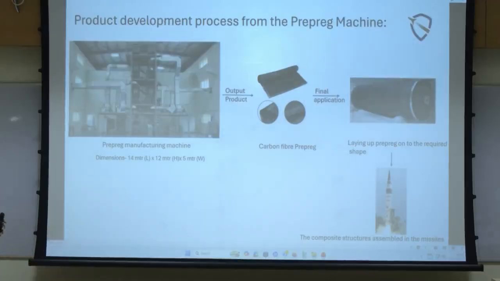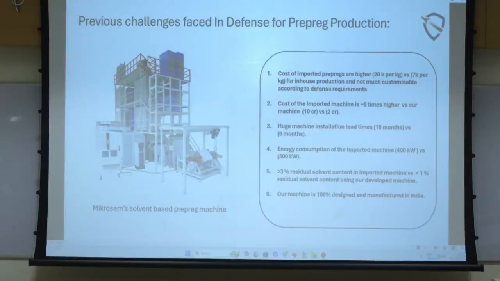The topic of the presentation is on prepregs, for which we developed prepreg machines. The rocket, the missiles, the aircraft structures, anything, they need these raw materials. They need the composites. So we have developed this prepreg machine. The size of this machine is about 14 meters in length, 12 meters in height, and 5 meters in width. Just to explain the challenges and the technology.